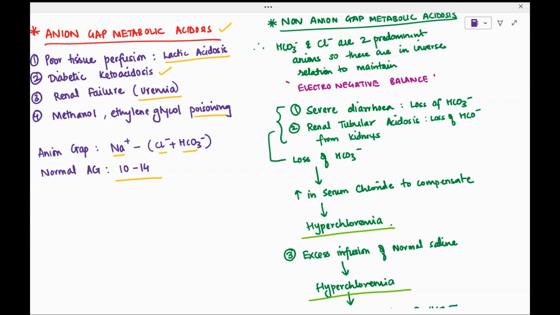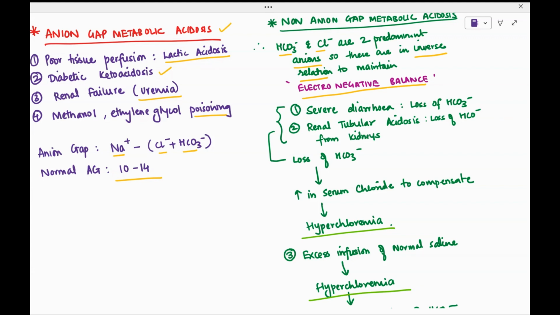So, non-anion gap metabolic acidosis. As we have seen, bicarb and chloride are two predominant anions. So they are in inverse relation to each other to maintain the electronegative balance. The other unmeasured anions are proteins, phosphate, sulfate, and citrate.